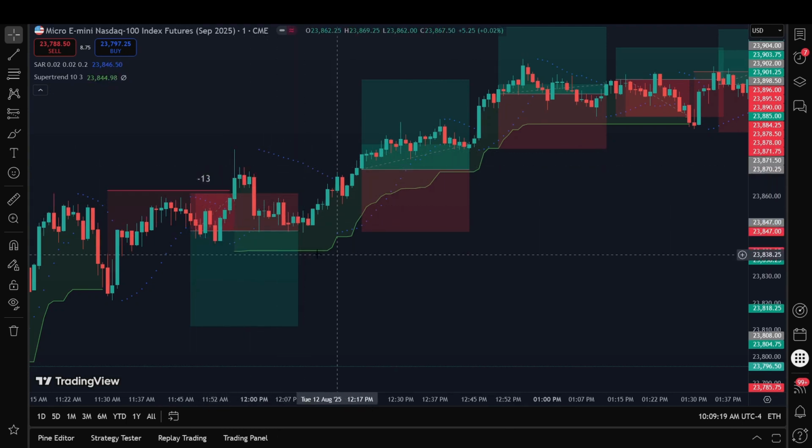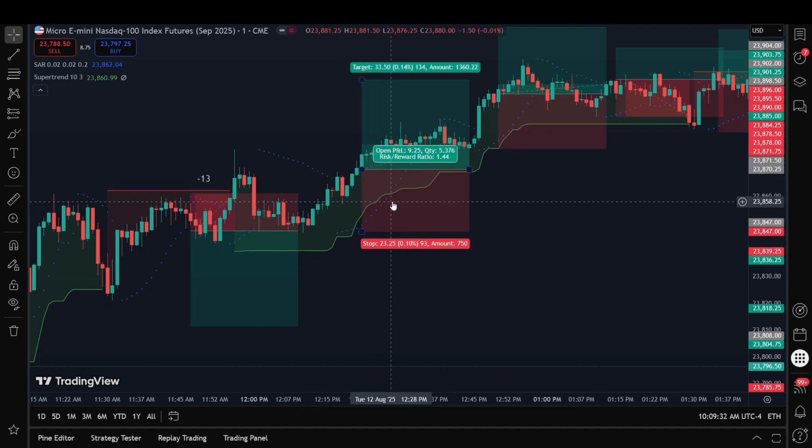Here's another nice pullback. The super trend changes up here. Around the same time, you get the signal of the parabolic SAR right here, right above this candle. That's where the dot line's up. We take the entry, and it's another 23 points.